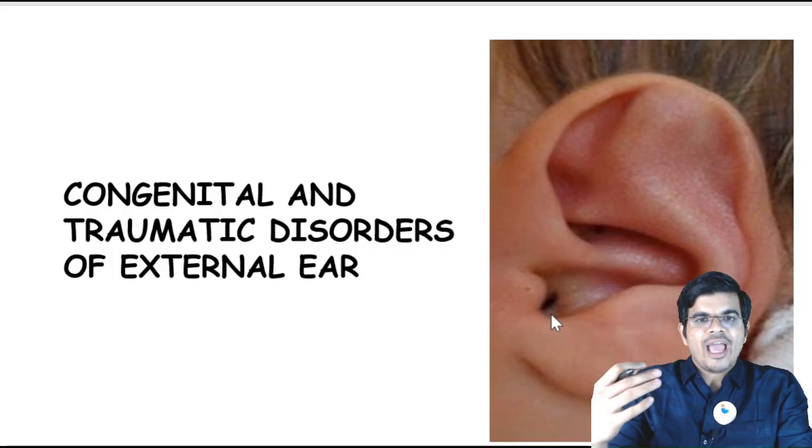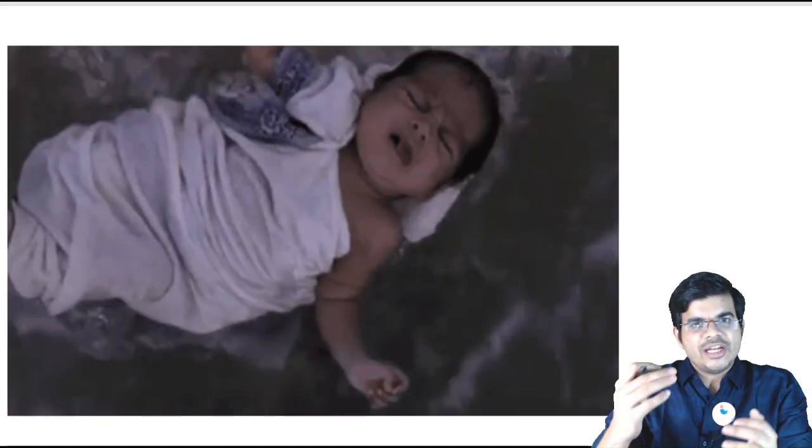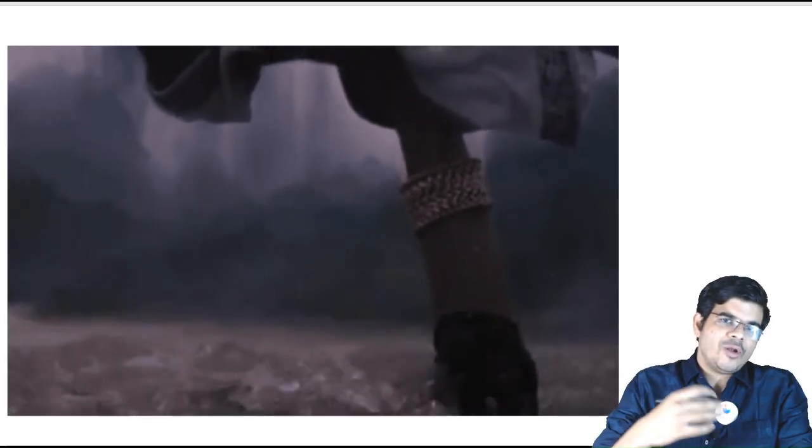Okay, so today I will be starting with the congenital and traumatic disorders of external ear. And yes, the first thing you will be learning is the congenital disorders of external ear. Why do these congenital disorders occur? Congenital disorders occur because there is some problem in the sequential development of the particular organ, and yes, this sequential development has to be learned in detail before we learn about the various congenital disorders, because only then we will be able to appreciate it better, isn't it?